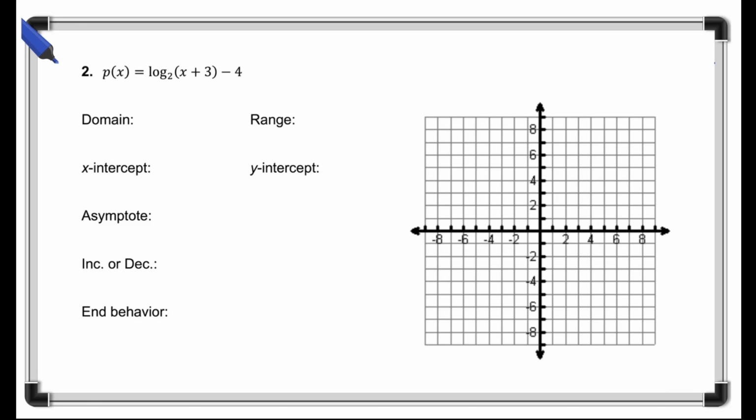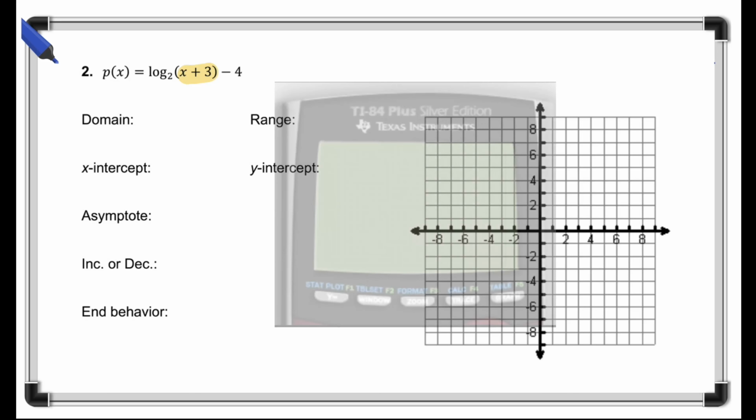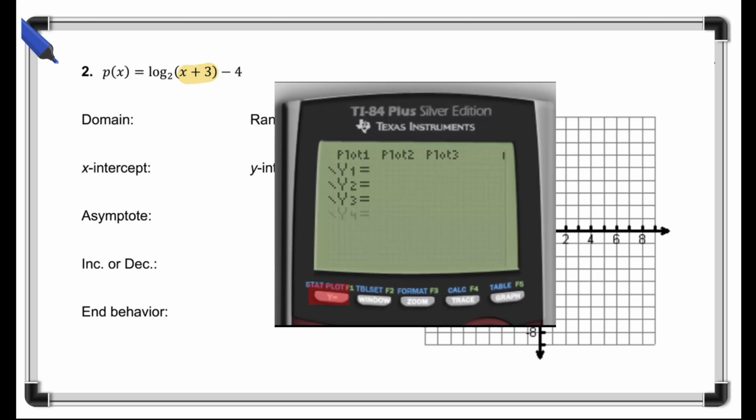Now we're going to use a calculator to graph our function and identify key characteristics. Something to be aware of is what your argument is. Our argument here is x plus 3, so be mindful of that parenthesis. We go to y equals, and if you have the log base option, you go to math and choose log base. Our base is 2, our argument is x plus 3, and remember to go out of the exponent to type in that minus 4.